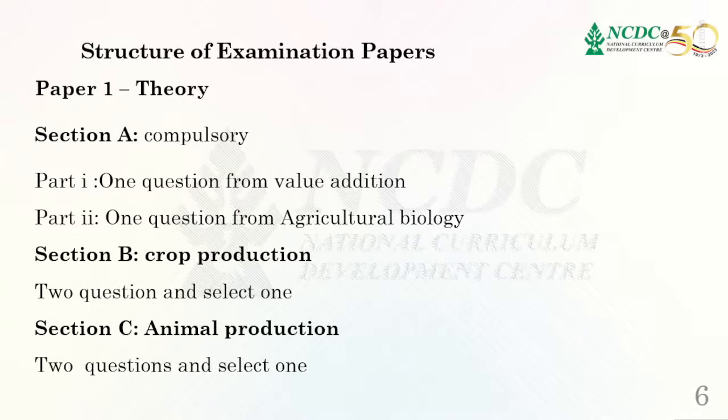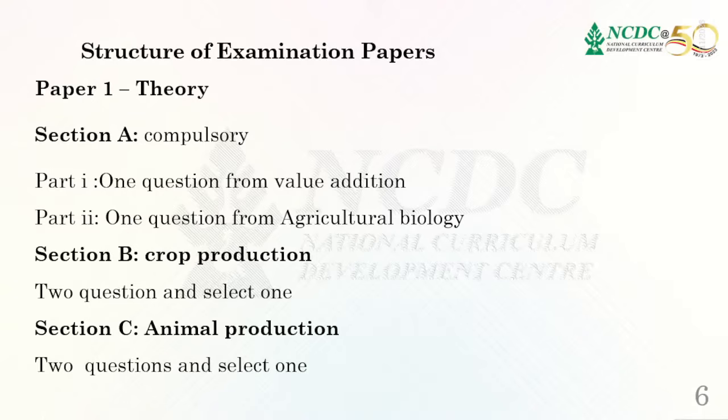The structure of the examination papers. Agriculture will have 2 papers. We shall have the theory paper and we shall have the practical paper. And the theory paper will have 3 sections. We shall have section A, section B, and section C. Section A will be compulsory, and it will have 2 parts. It will have part 1 with 1 question from value addition construct, then part 2 with 1 question from agriculture biology construct, and both questions are compulsory in section A.